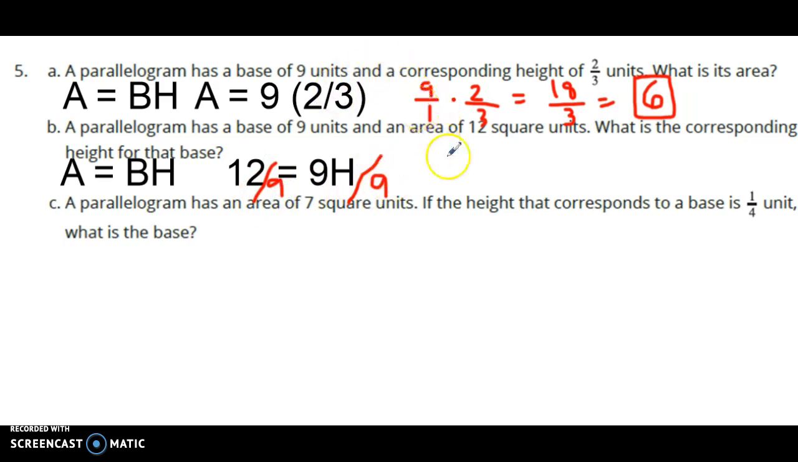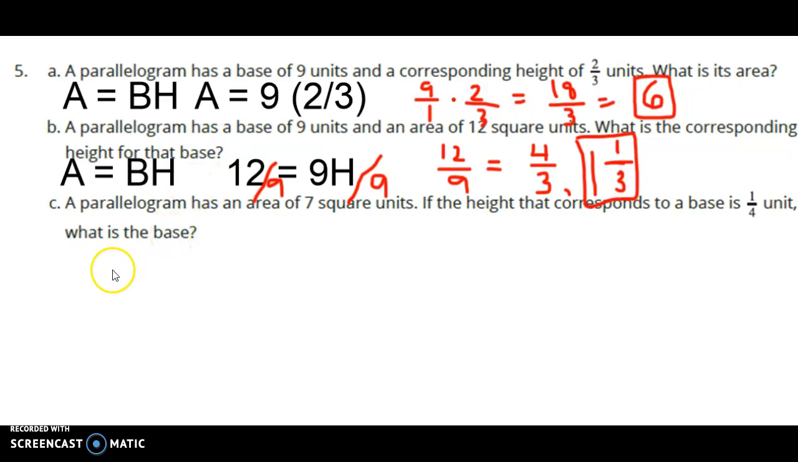So my height is going to be 12 ninths. But I always want to get this into my simplest form if possible. So I can actually divide both of these by 3 and get 4/3. So I can either leave this as an improper fraction, or I can say that it's 1 1/3 units. And that is my answer. 1 1/3 or 4/3.